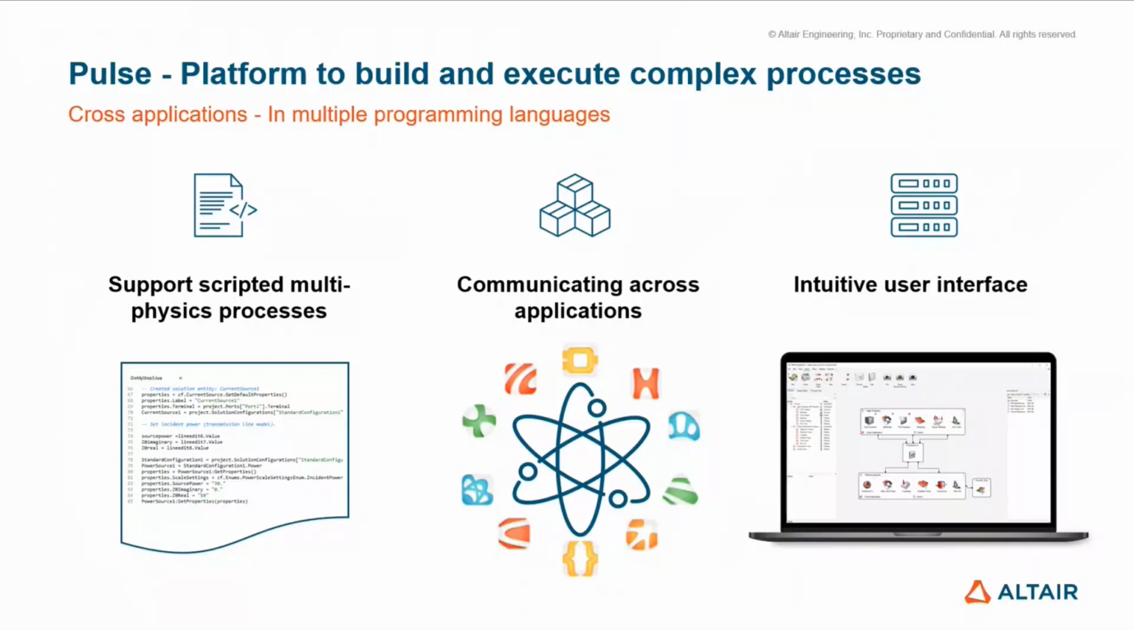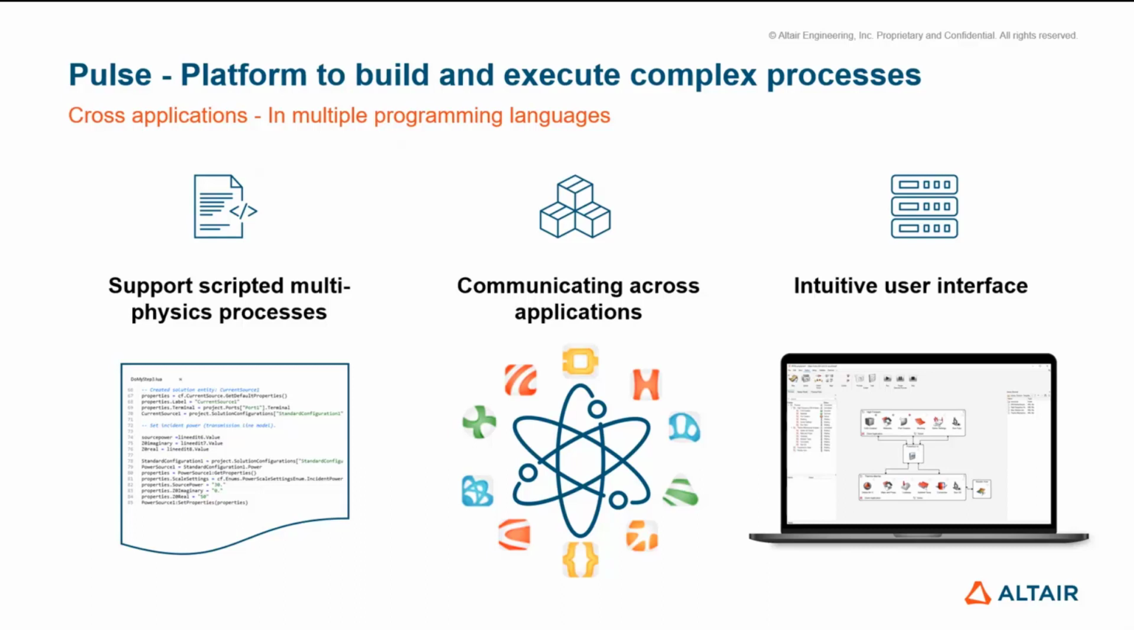So when looking at Pulse, you could separate it into three components. We have the automation scripts, which is the heart of any automation. We have the communication between the different applications. And important here is that this is not limited to Altair applications, but also third party. Both components are packed into a very intuitive user interface, which makes it easy to string processes together using a modular approach.